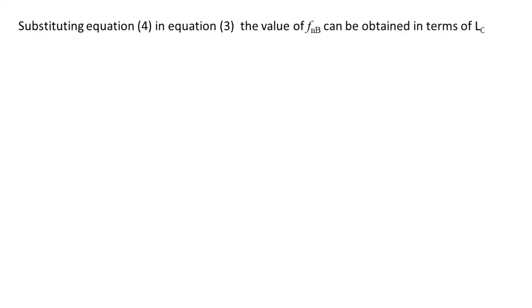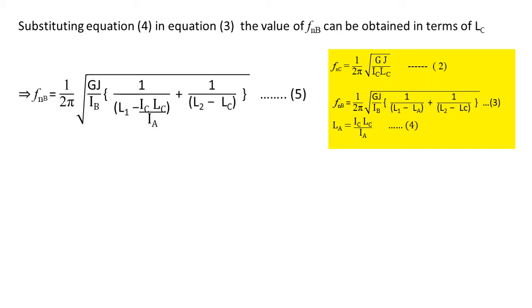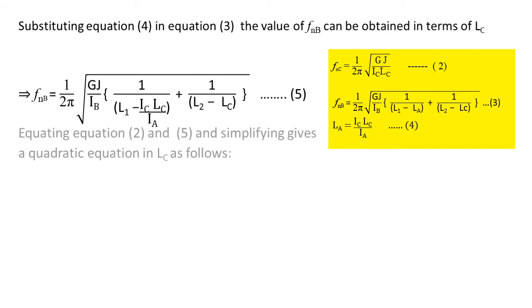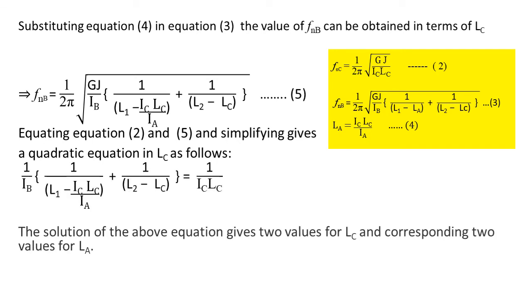Substituting equation 4 in equation 3, the value of Fnb can be obtained in terms of Lc. For quick reference, equation 2, 3 and 4 are given. The value of Fnb in terms of Lc, let us say this is equation 5. Equating equation 2 and 5 and simplifying gives a quadratic equation in Lc as follows. The solution of the above equation gives two values of Lc and corresponding two values of La.